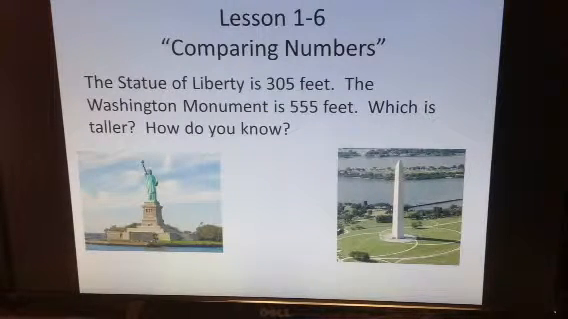Here's another puzzle. The Statue of Liberty is 305 feet tall. The Washington Monument is 555 feet. Which is taller? How do you know? Pause the video if you need to think about it. The Washington Monument is taller because the hundreds digit in Washington Monument is 5, and the hundreds digit in the Statue of Liberty is 3. 5 is greater than 3, so the Washington Monument is taller than the Statue of Liberty.